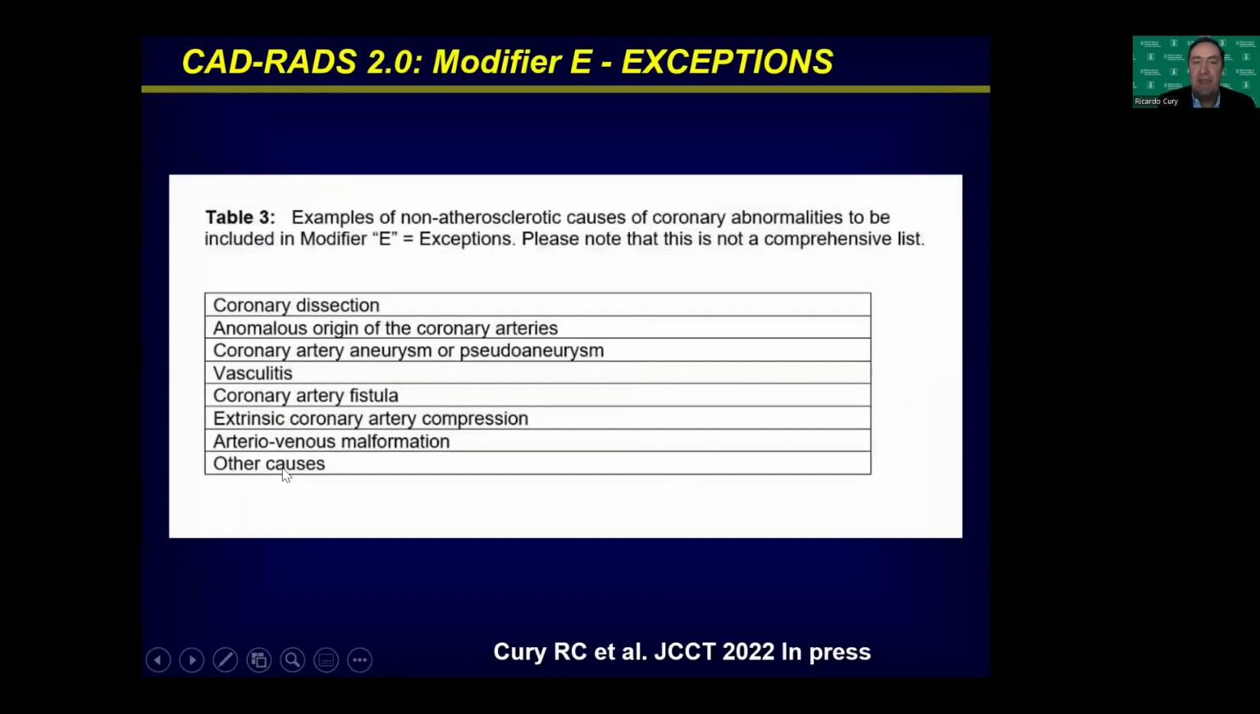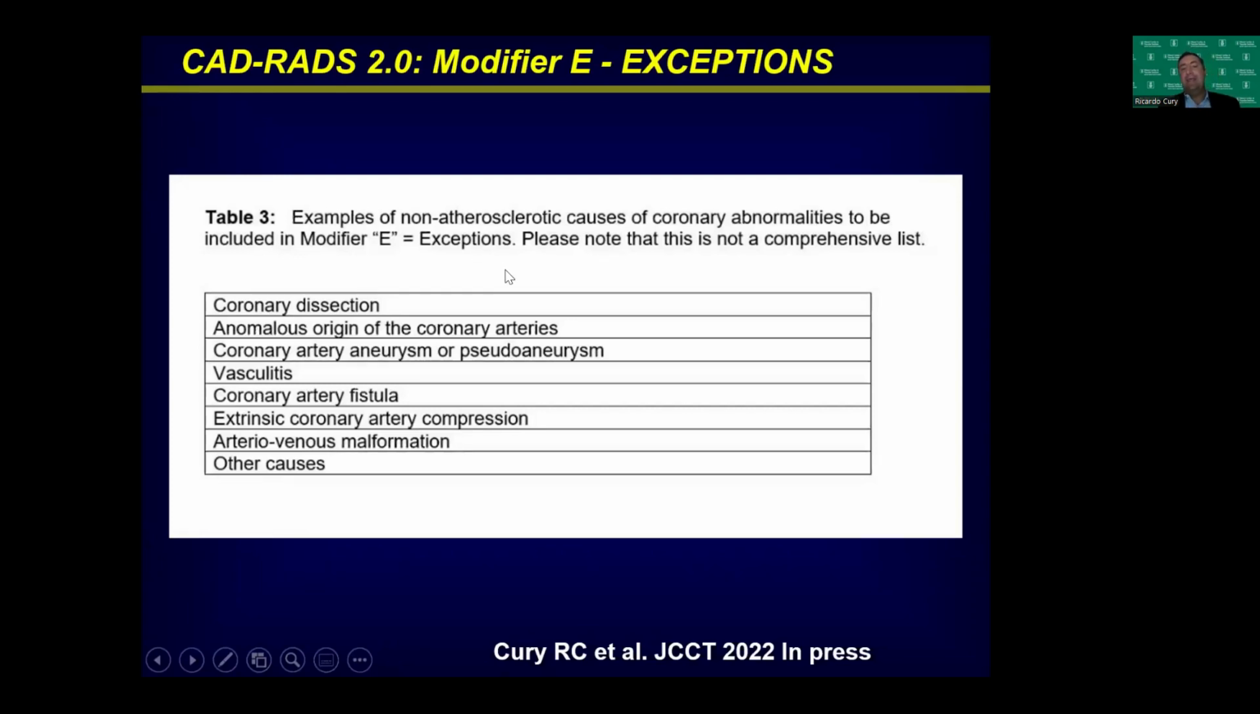This will be further elaborated. And the modifier E for exceptions. This is a new modifier and refers to the cases that you have a compression or a stenosis, but it's not due to atherosclerosis. It might be due to a coronary dissection, anomalous coronary artery, coronary aneurysm, vasculitis, fistula, and other causes. But that's the modifier E for exceptions.